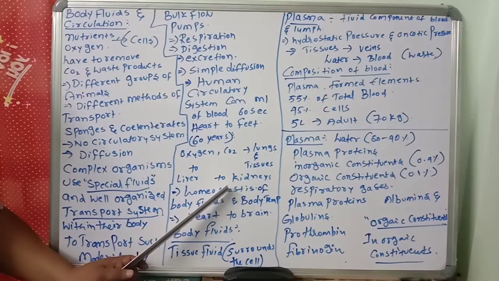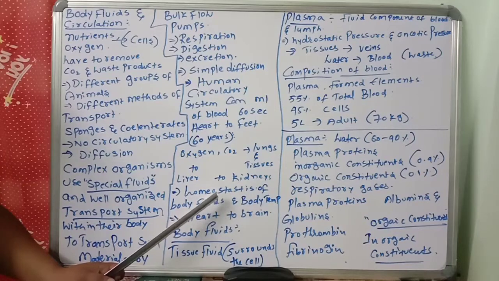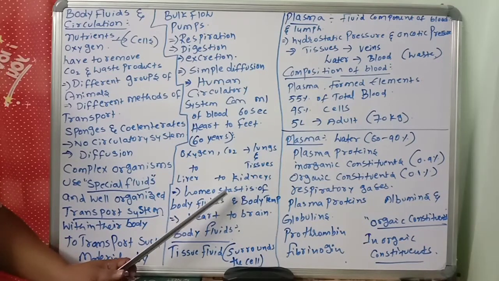The circulatory system is helpful to maintain what? Homeostasis, the balance of the body fluids and the body temperature. The circulatory system helps to maintain body fluids and body temperature, the homeostasis of the body fluids and body temperature.